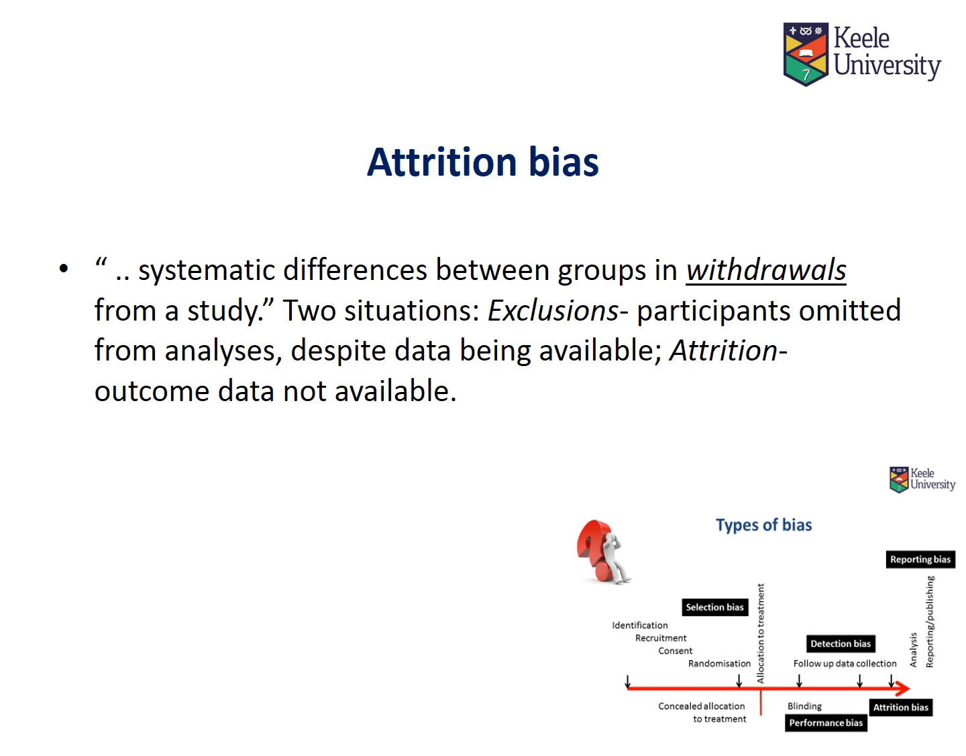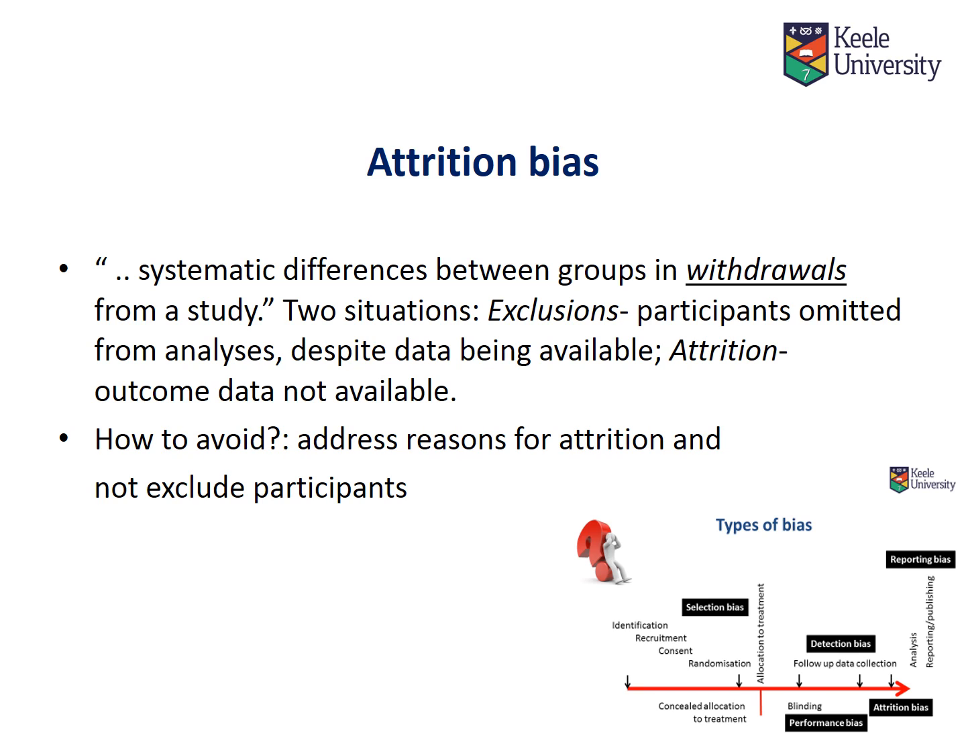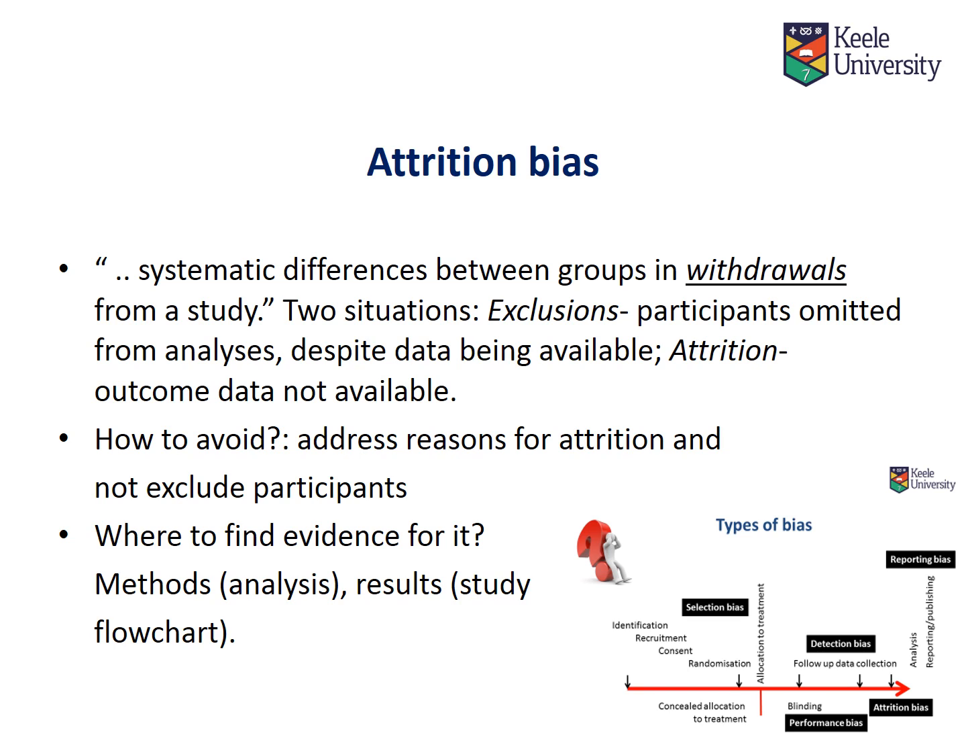Attrition bias is differences between the groups in the withdrawals from the study, either by excluding the participants for whatever reason, so the researchers exclude them, or attrition where the participants themselves withdraw and the data is not available. How do you avoid it? You really want to make absolutely sure that it doesn't happen in the trial. You don't want to exclude, and you don't want participants to stop being involved in the trial or responding to questionnaires and so on. So you want to address the reasons, explore them, monitor to make sure everybody stays on the trial. Where to find evidence for it? In the methods, in the analysis, and you want to see the rate of patients staying and all that.